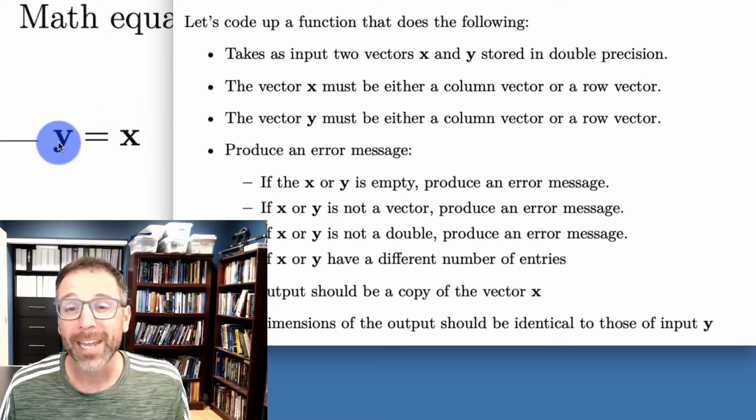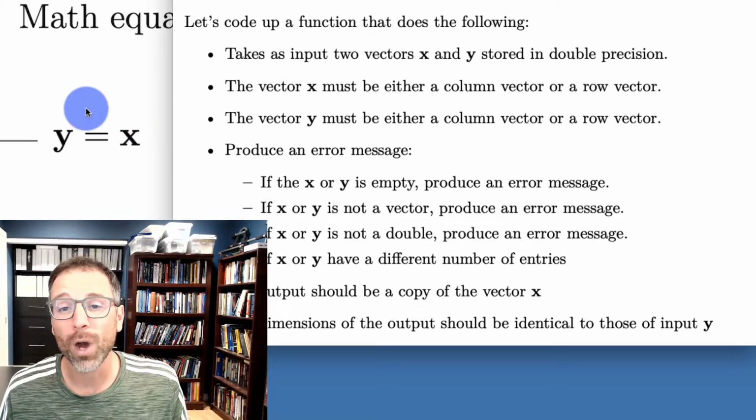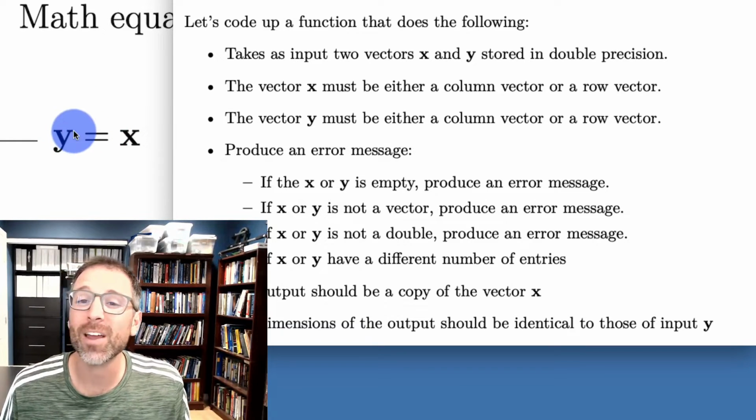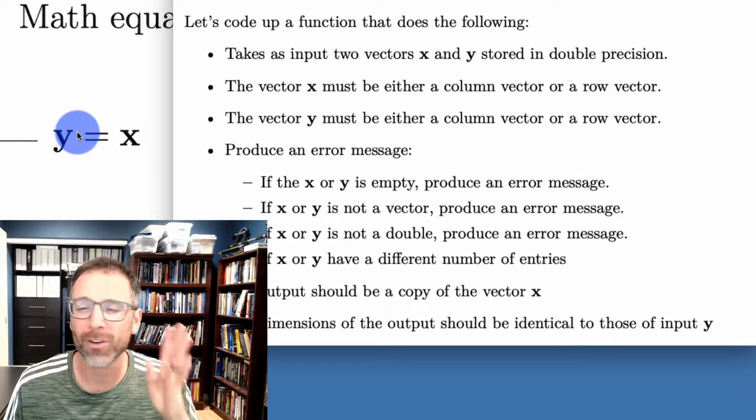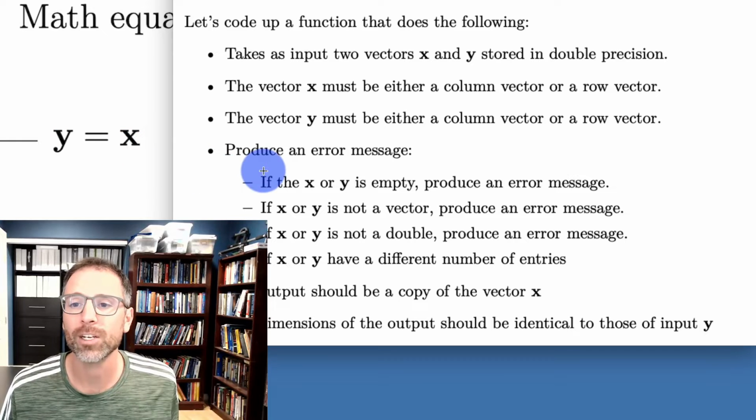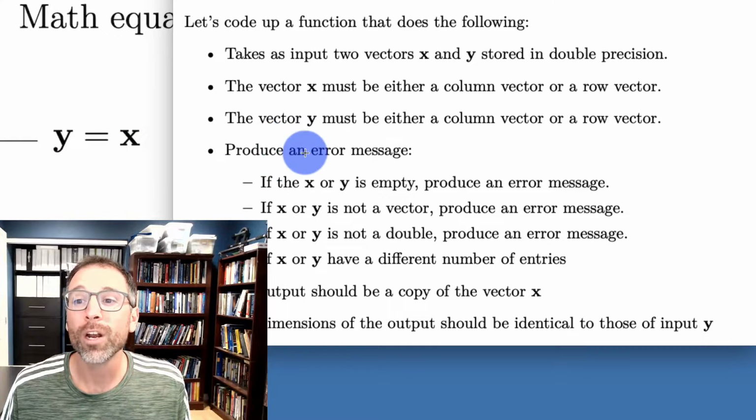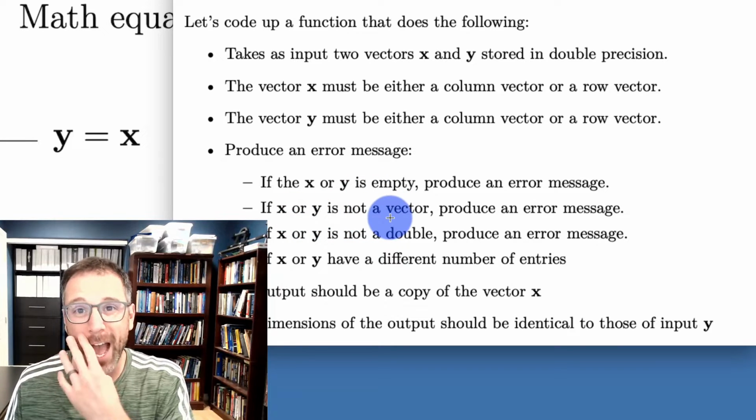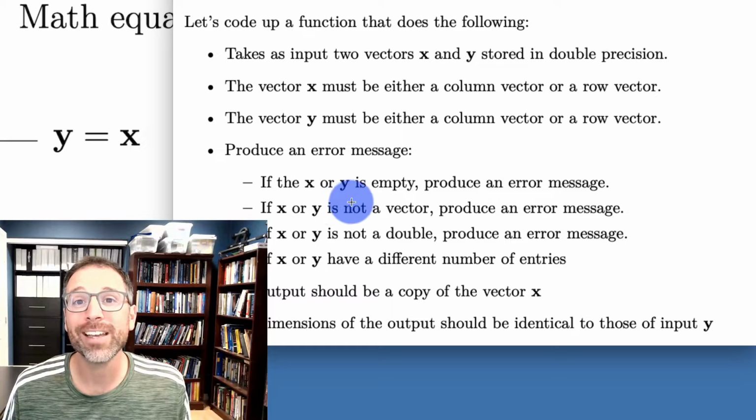They should probably have the same size. If I'm going to copy one into the other, maybe I require that they have the same size. I could say that one could be larger than the other, but for now I'm just going to make it easier and just say let them be the same size. We're not going to deal with those other issues. We're going to produce an error vector if either x or y is empty, if either is stored not as doubles, if either is not a vector, or if they have different number of entries.